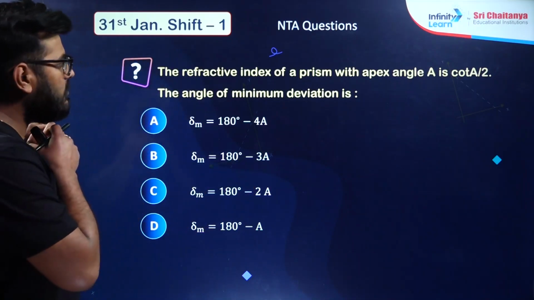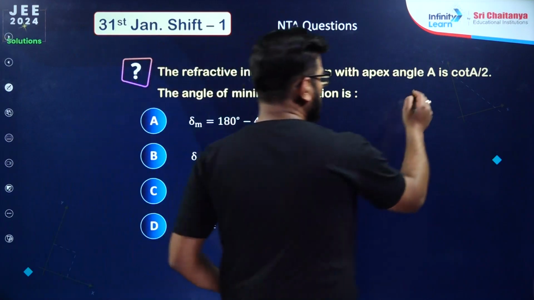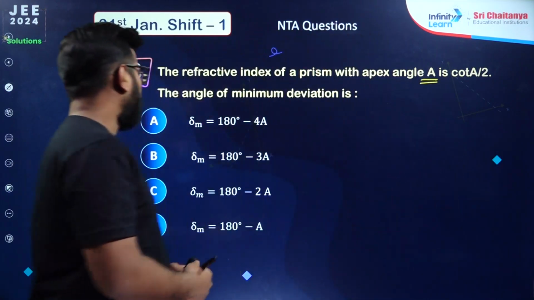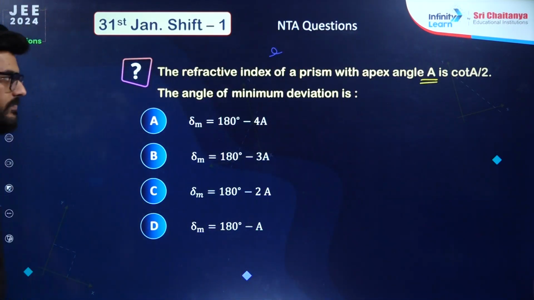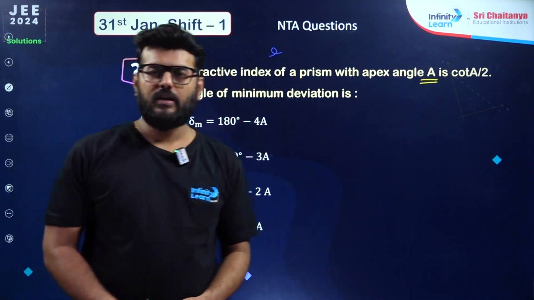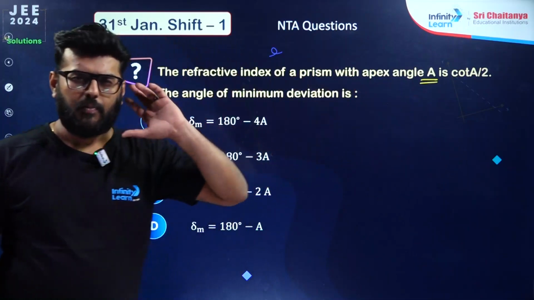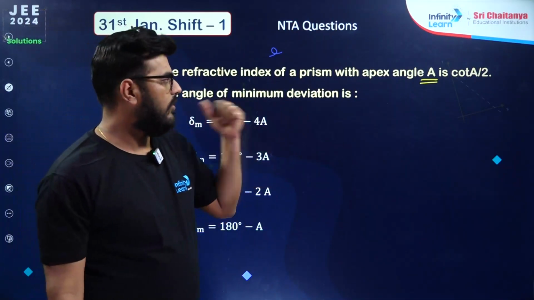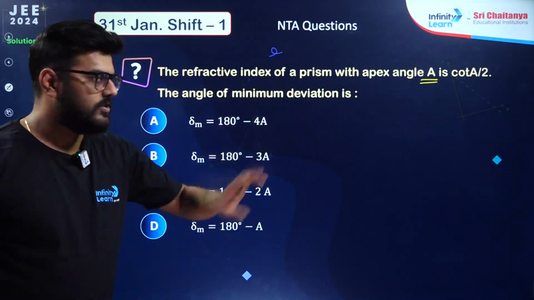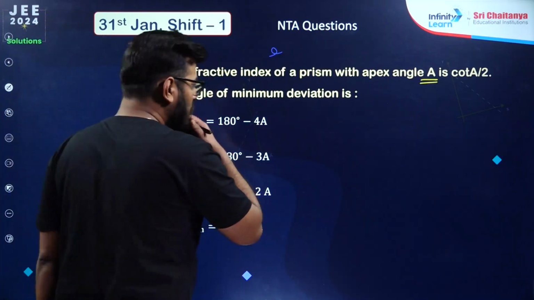The refractive index of a prism with apex angle A, that is known as the angle of prism, is cot A by 2. The angle of minimum deviation is. So it's a very simple problem, and I would like to add also that this was a repeated question which was asked in one of the shifts as well. Probably on 27th of January, this question came for the first time and it got repeated as well. So this was the first question which got repeated.